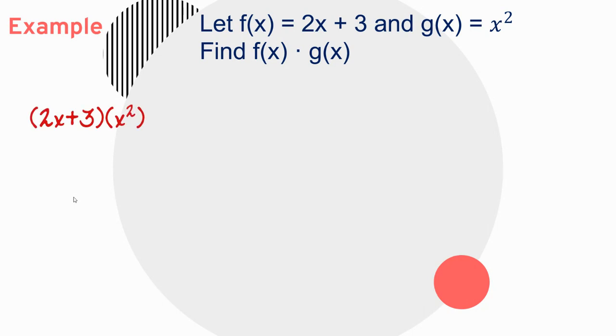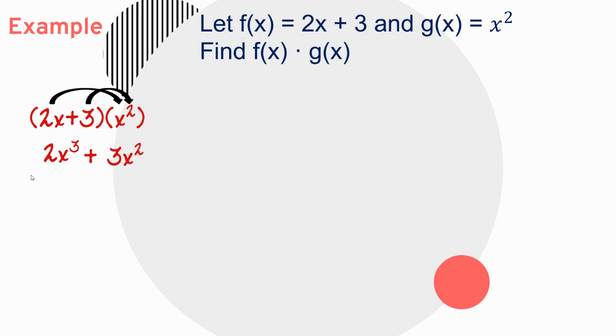So here's our 2x plus 3 multiplied by x squared. And this is again why I put parentheses around my two equations. We need to distribute. Remember, both terms of our function need to be multiplied out. So we've got 2x times x squared, which is 2x cubed. Then we have 3 times x squared, which is 3x squared.